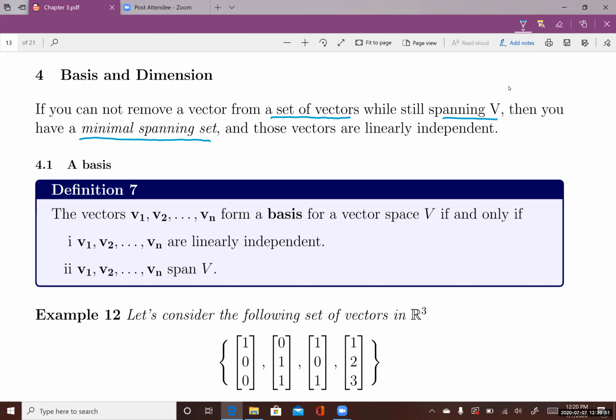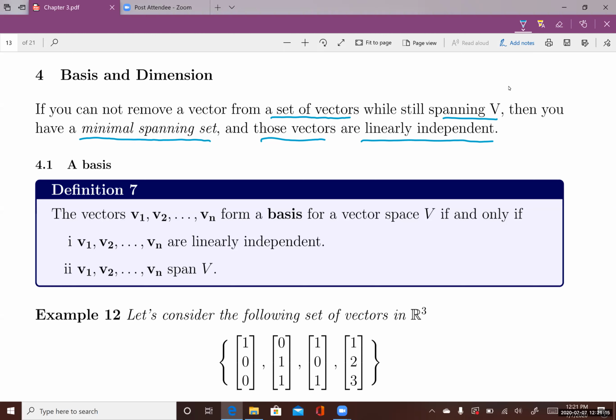And those vectors are linearly independent. Because you have a set of vectors and those vectors span V. And then if you want to remove one vector from the set and you cannot do that, then you have a minimal spanning set and those vectors are linearly independent.